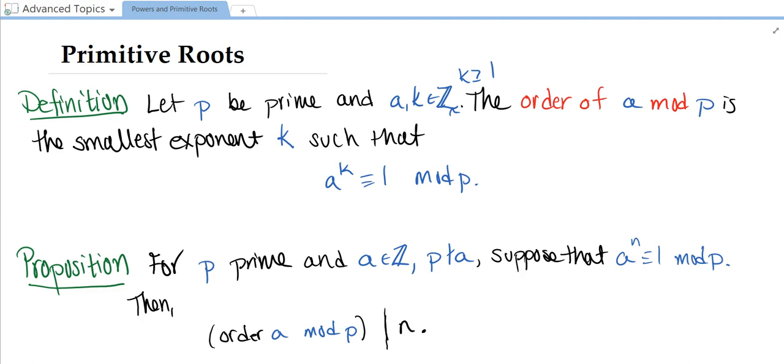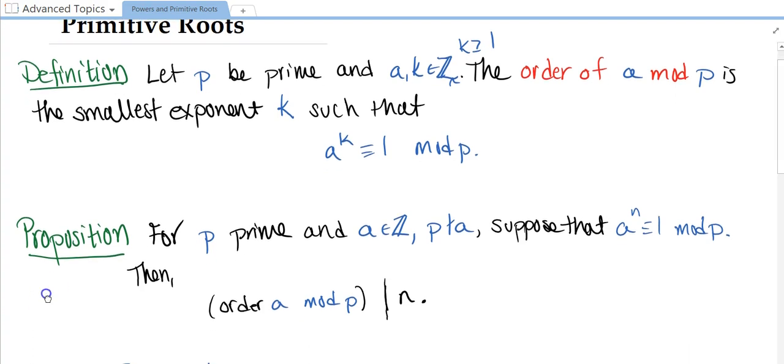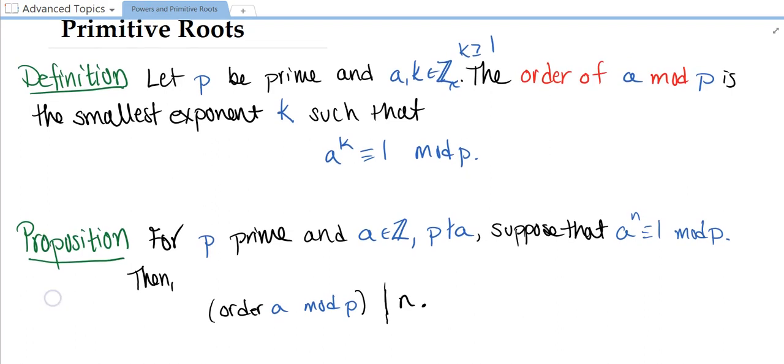And so this definition is a little abstract. We will do an example in a moment, but I want one more proposition before we do that, and here it is. For p a prime and a an integer, p does not divide a, we suppose that if we take the nth power of a, that's congruent to 1 mod p, and then we say that the order of a mod p divides n.